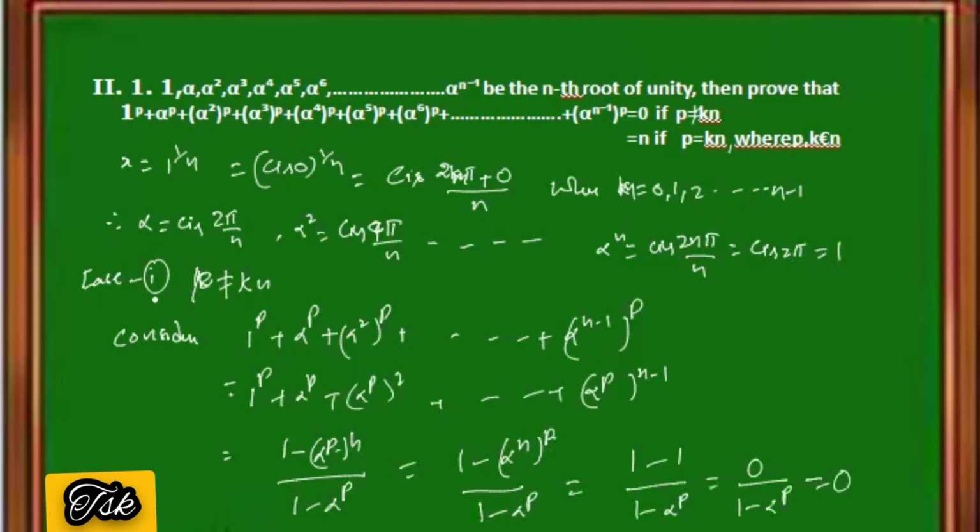So in case 1, if p is not equal to kn, then the value is nothing but (1 minus (alpha power p) whole to the power of n) by (1 minus alpha power p). Since alpha power n is equal to 1, this becomes 1 power p is 1, so 0 by something is 0. Okay, so let us move on to case 2.